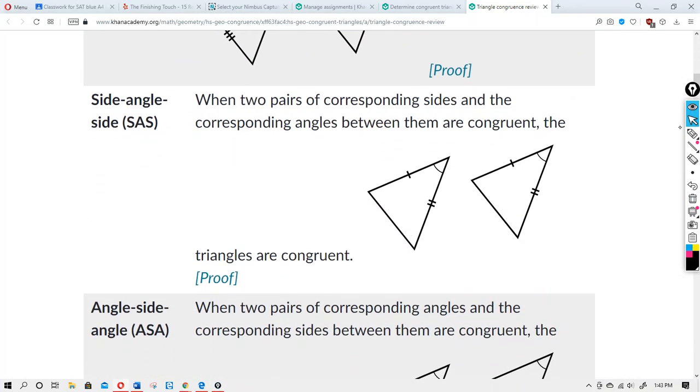All right, the next one is SAS, or side angle side. Remember, the angle has to be in between the two congruent sides. So it's side, angle, side.